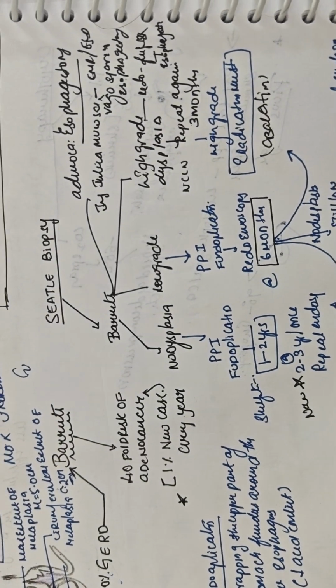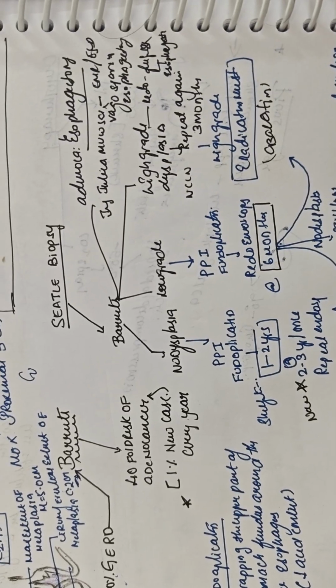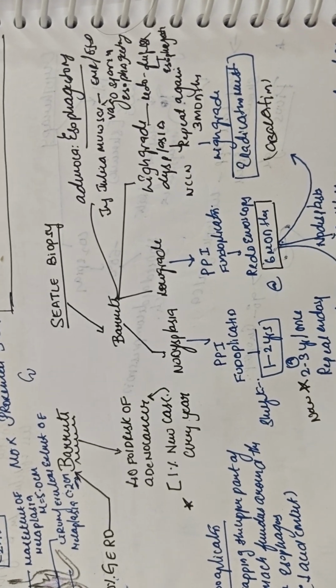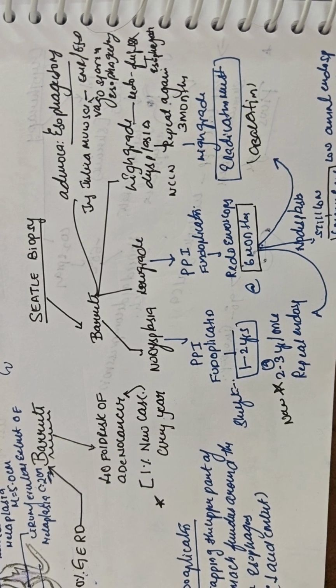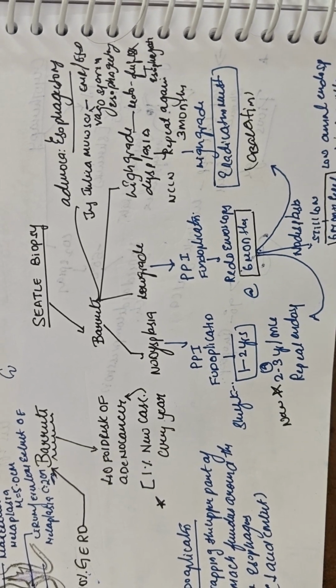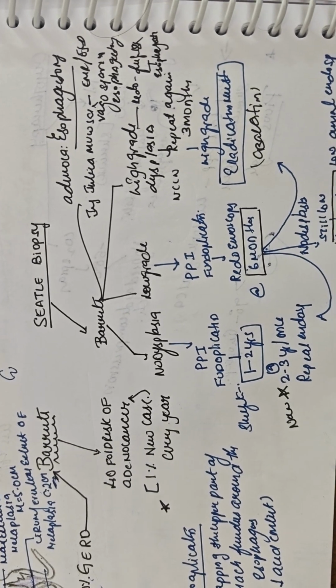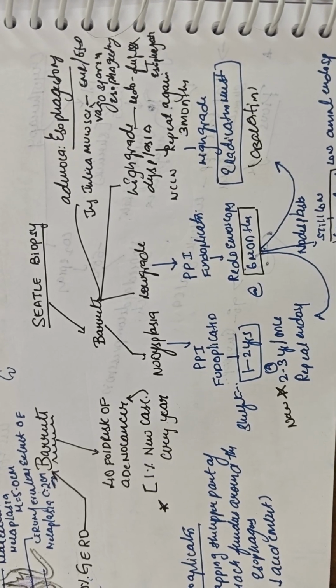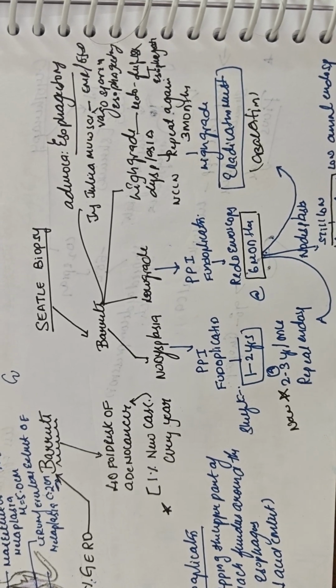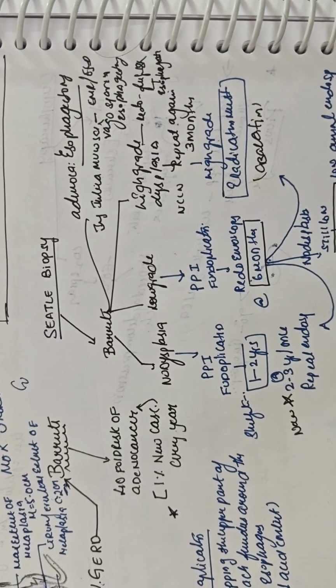Now, when do you call the patient for repeat endoscopy? You call them once every 2 to 3 years. So once in 2 to 3 years you repeat the endoscopy. That's all you need to understand regarding the no dysplasia condition.